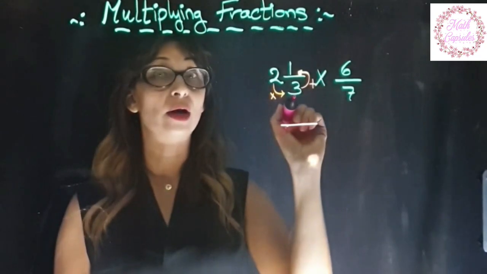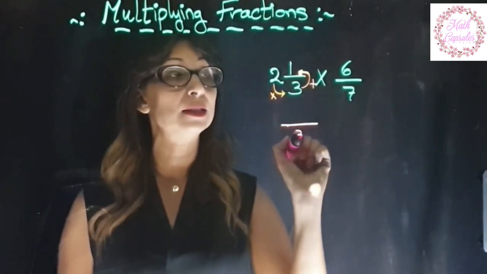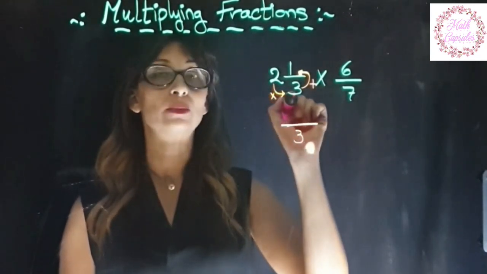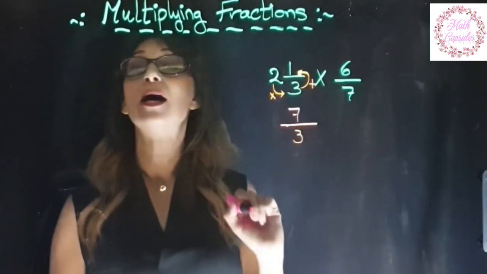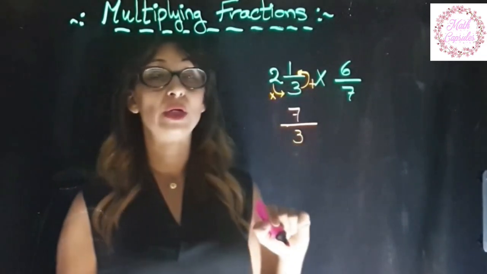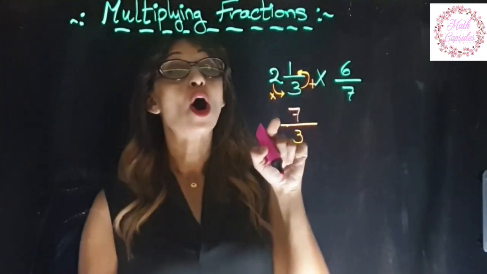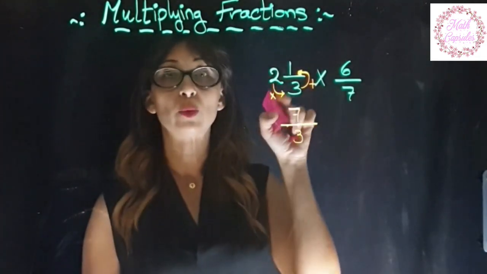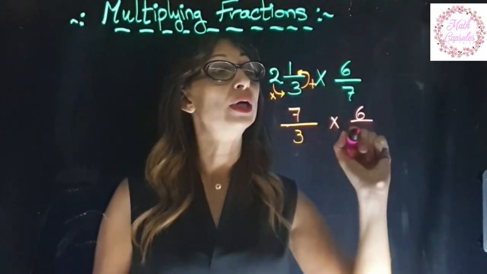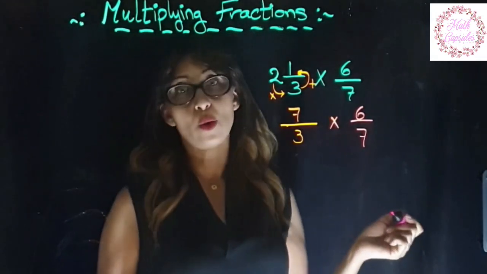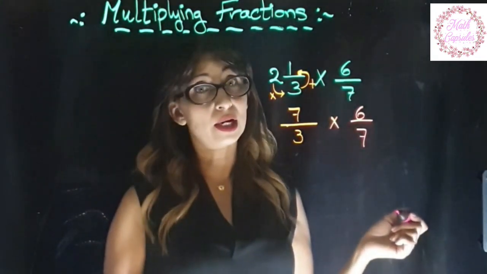First of all, I write the denominator 3 as it is, then I multiply 2 times 3, 6, and 6 plus 1 is 7. This is the numerator. So 7/3 is the improper fraction of the mixed number 2 and 1/3. Now multiply this by 6/7. Oh, look at this. How can I do this?